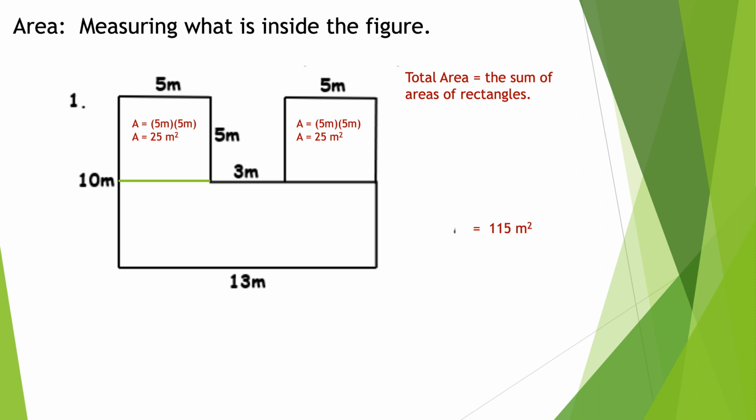And then the big rectangle is going to be, now remember, this piece over here is 5. 13 times 5, sorry, the base here is 13. So 13 times 5 is 65. And then if I add them all up, the 25, the 25, and the 65, all meters squared because they're all areas, then I come up with a total of 115 square meters. Okay, so once again, the total area is the sum of the areas of the rectangles. So I do the upper left rectangle, the upper right rectangle, the big bottom rectangle, I add them all up, and I get 115 meters squared.